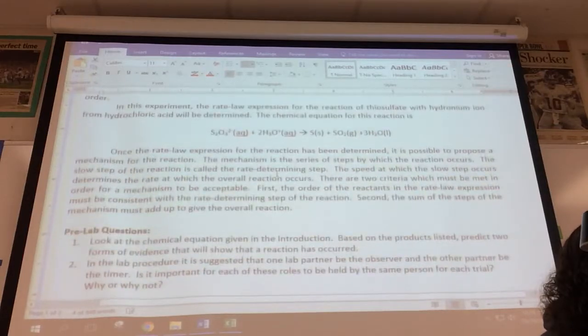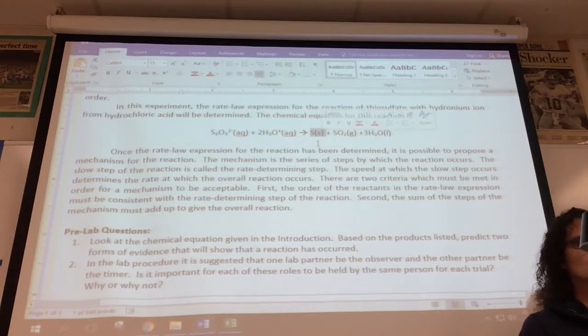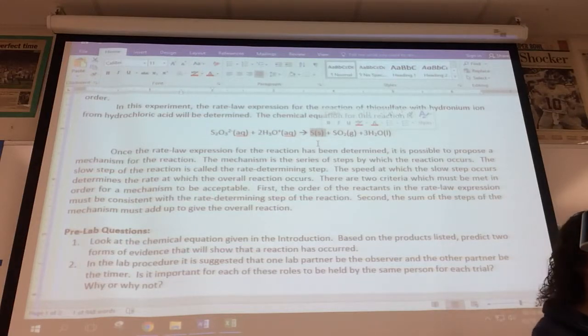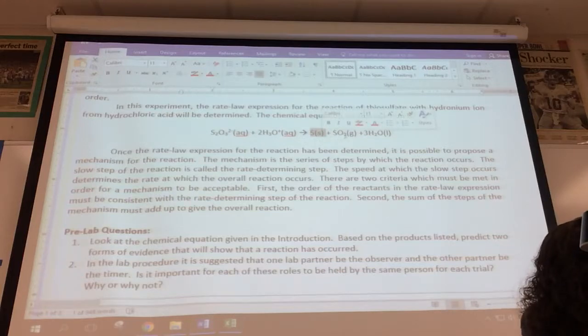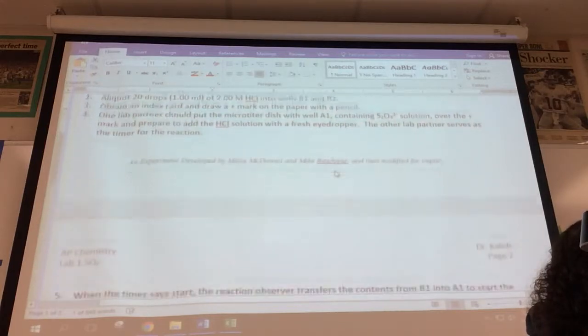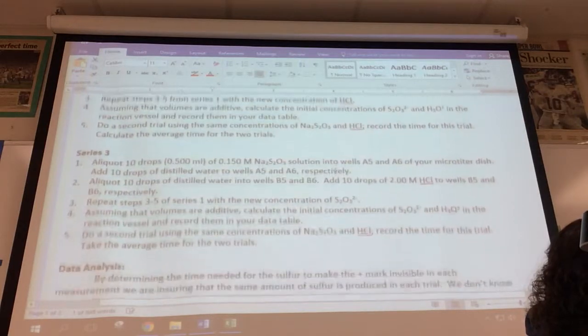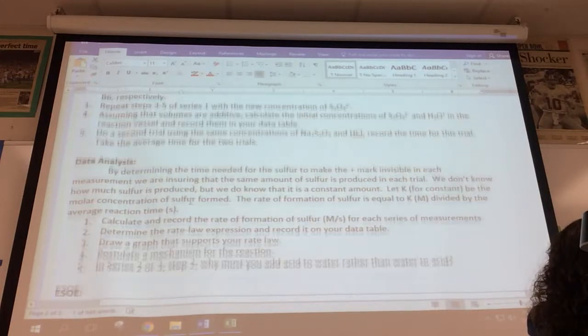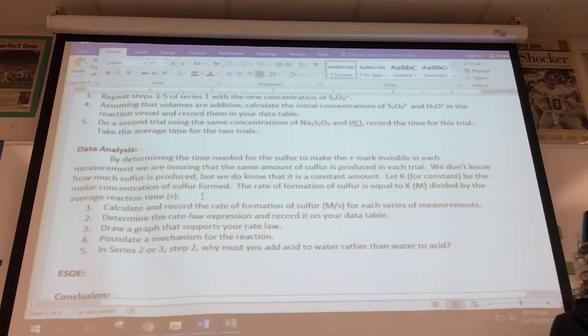Also, please note that in the reaction, you're generating a solid, which is sulfur. You're going to start with 2 clear solutions. You're going to get a yellow solid in there. You also generate a gas, so there will be multiple lines of evidence that a chemical change has occurred. You're going to be running 3 different series. Make sure you collect all your data before you do the calculations. The data analysis is here.